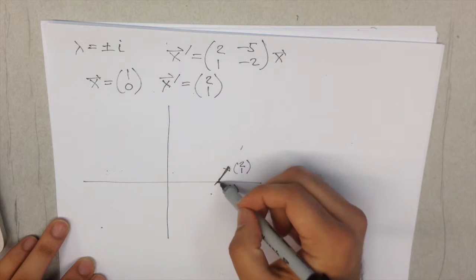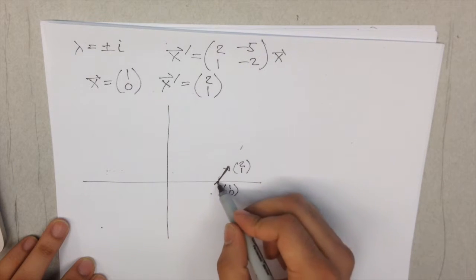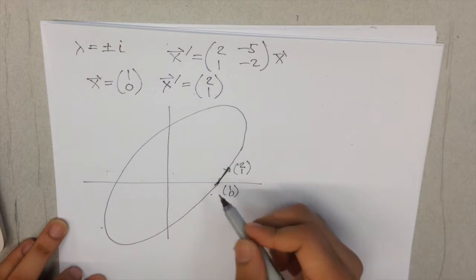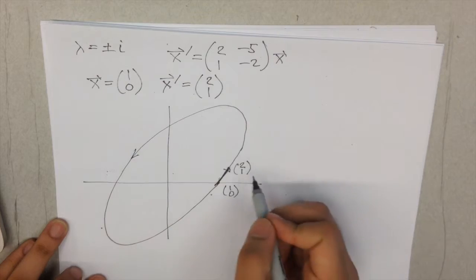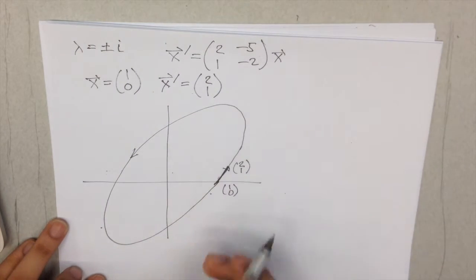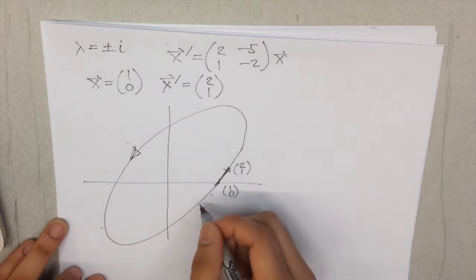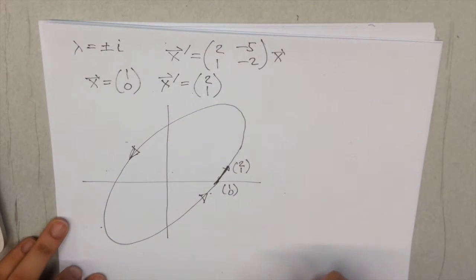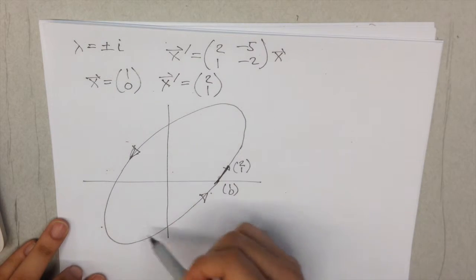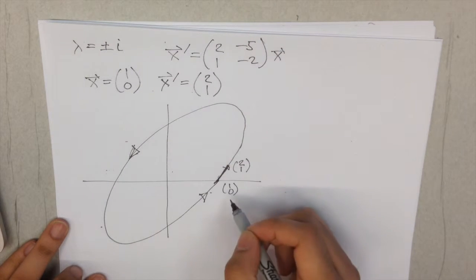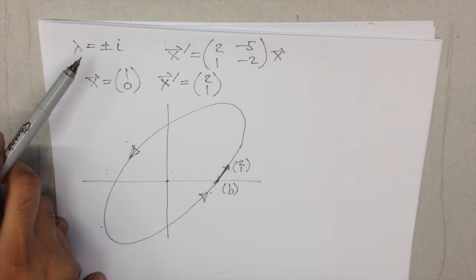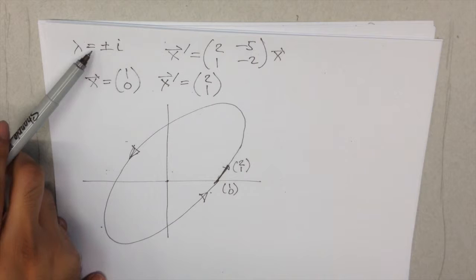We also know this is a pure rotation. So there's some kind of ellipse, and it probably looks like this. Because the y component of the derivative is positive, we know that this is going to be a counterclockwise ellipse of some sort. So this is our trajectory. And it doesn't go to the origin because this is a pure imaginary eigenvalue.